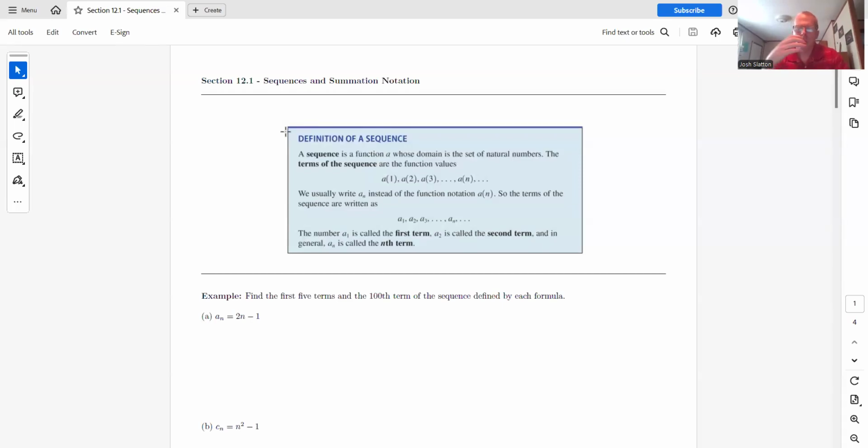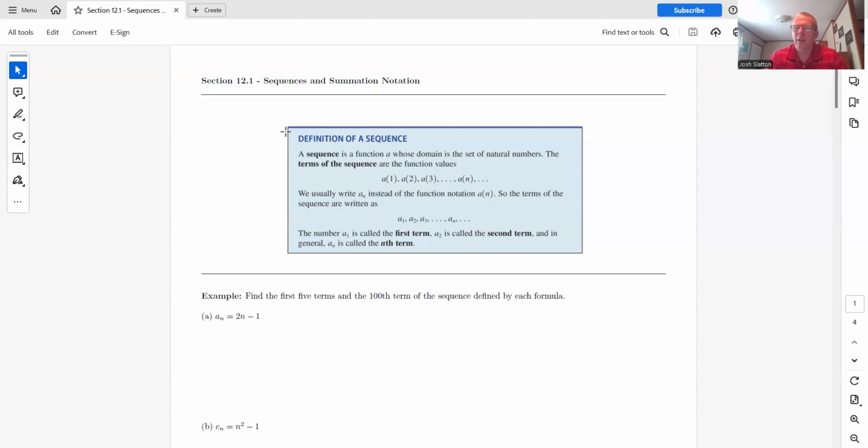All right, so we're going to start chapter 12. And so chapter 12 is on sequences and series and that kind of thing. So a sequence is just a function. You can think of it like a function. The domain is the set of natural numbers, and the terms of the sequence are the function values.